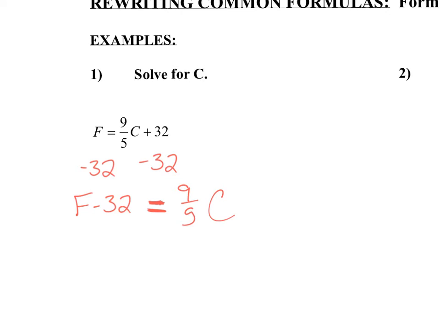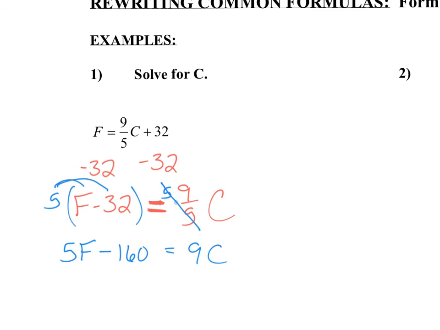Another way you could do this is think of how do you get rid of that, divide by 5. We can times by 5 on both sides. So everything is times 5. So that will cancel, and we're going to get 5F minus 5 times 32 is 160 equals 9C.